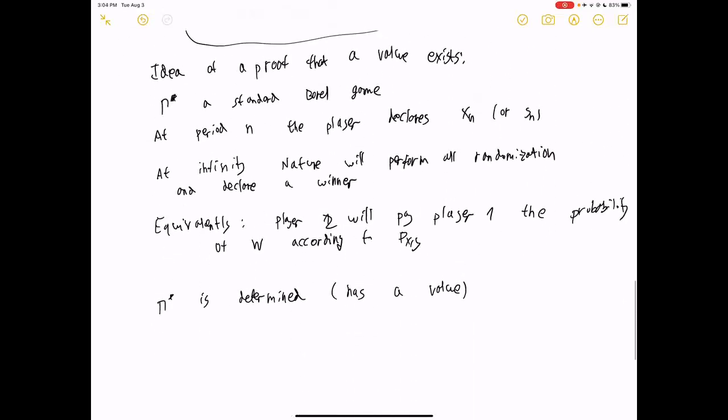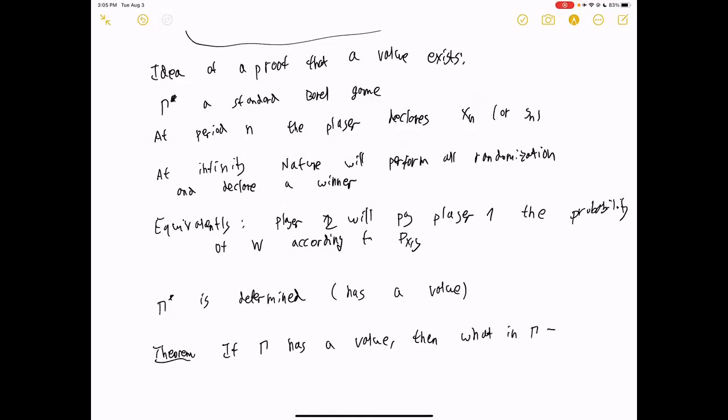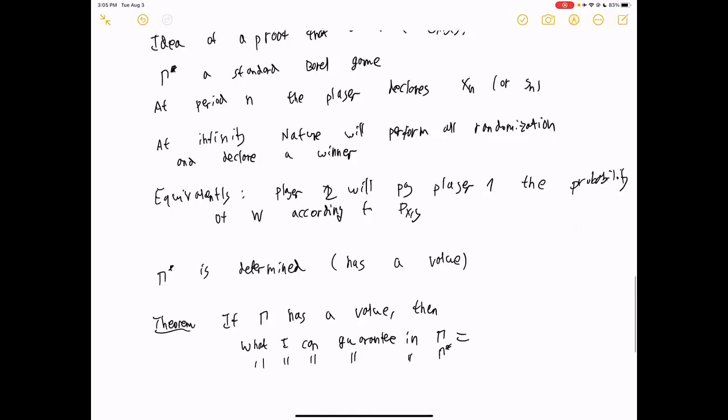Okay, so in principle, we have a theorem, which is kind of obvious from the definition: if gamma has a value, then what players can guarantee in gamma equals what I can guarantee in gamma star. But all this is true if the game has a value. It may happen that gamma star has a value and gamma doesn't have a value. Okay? All this was part of telling you that what I'm going to do is not trivial.